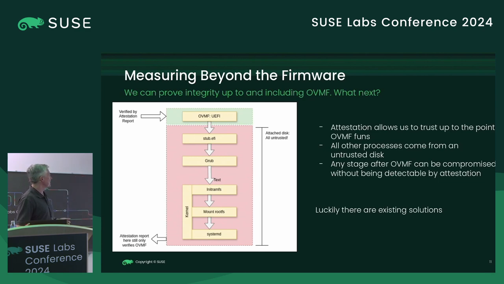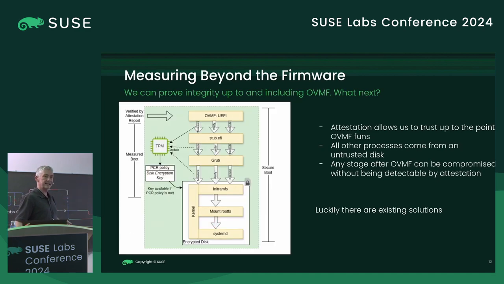Now, generally what happens after that comes from an attached disk on the guest or some other configuration. And we can't trust that at all because you could swap that disk out, somebody could edit that disk image. Good news is this is a known problem and it's already been talked about in a few talks, like the talk this morning on the state of disk encryption, which covered how you actually gain trust in what happens after this. And that's called secure boot and/or measured boot.